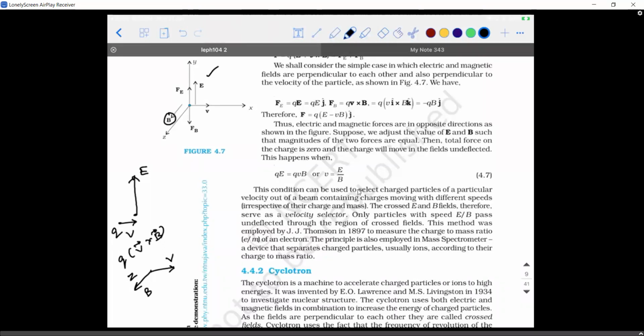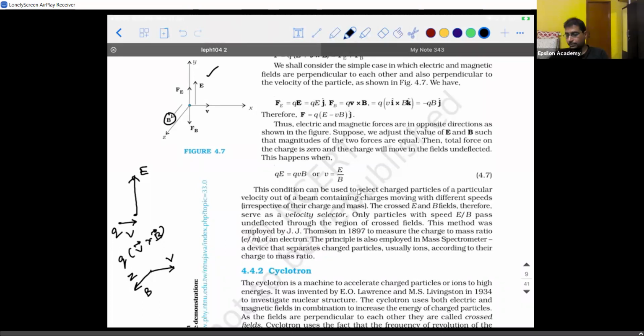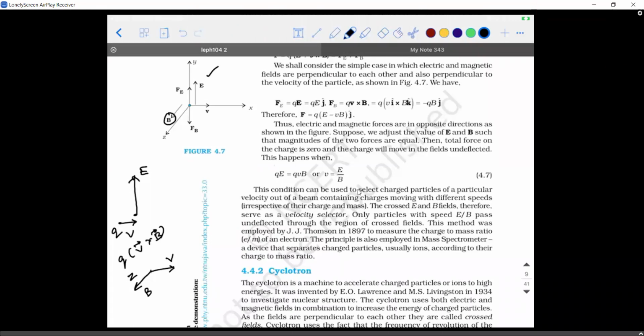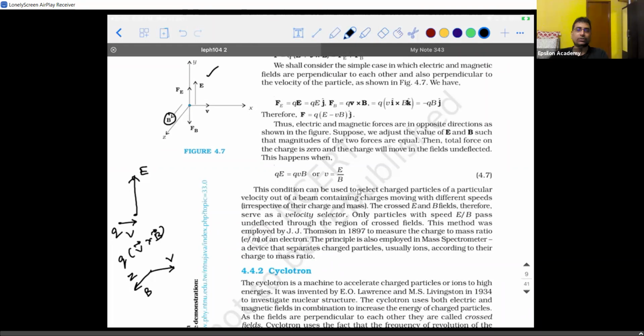J cap. I cross K is minus J. Okay. So the electric force is in the upward direction and the magnetic force is in the downward direction. And so there are only two forces: one is due to the electric field, one is due to the magnetic field. If these forces get nullified, then the particle will be able to move in a horizontal path.